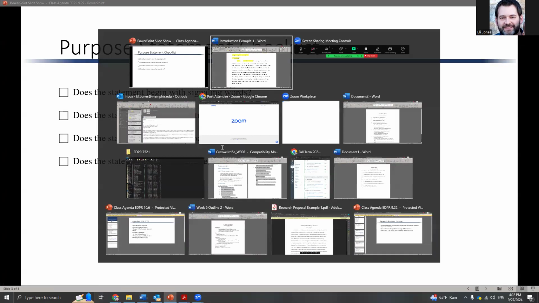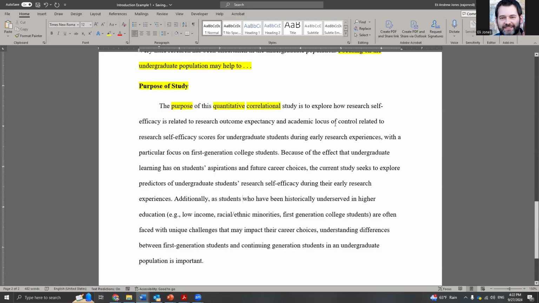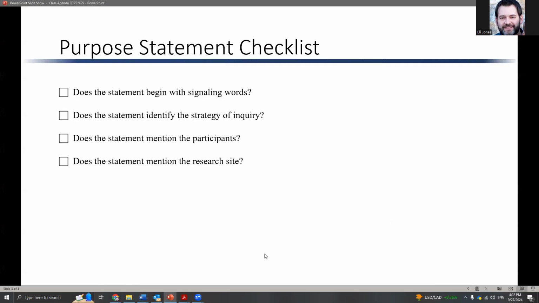Does the statement mention the participants? Related for undergraduate students. Here we go. These are our participants. And I might even just specify how many, but we don't know how many at this point because I haven't done the study yet. But I have specified that they're undergraduates during early research experiences. So you are a graduate student doing a research experience, but I'm looking at undergraduate students for research experiences.